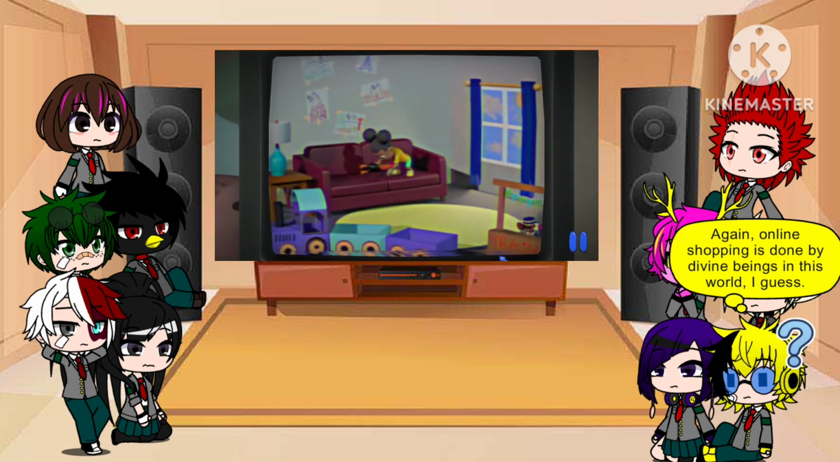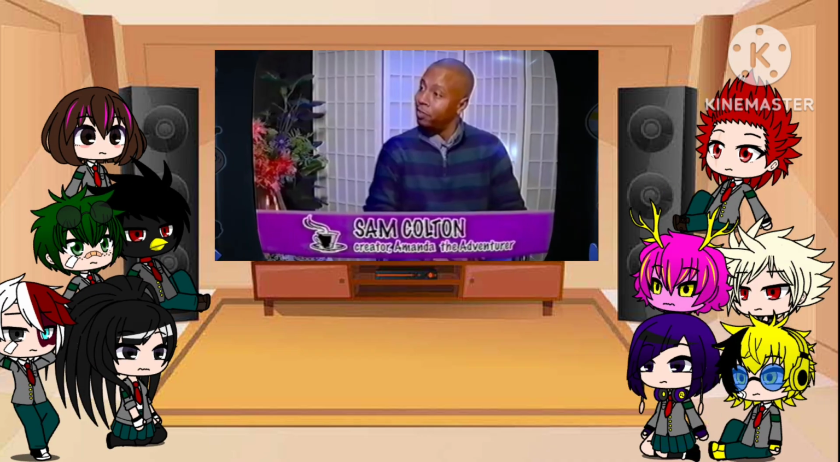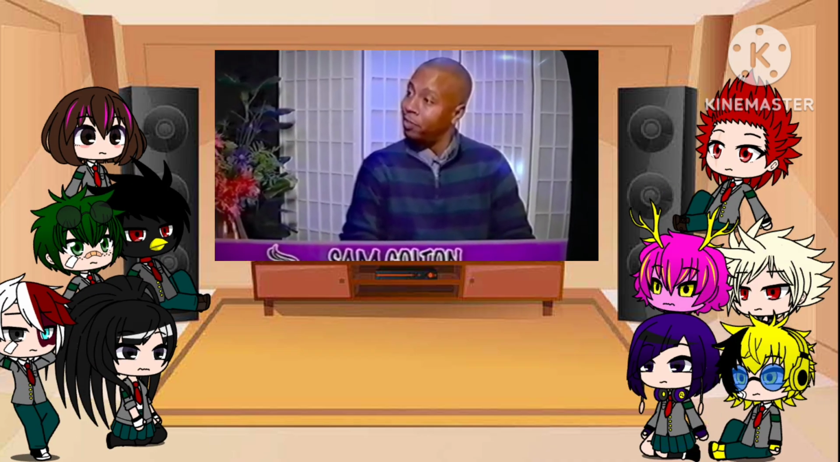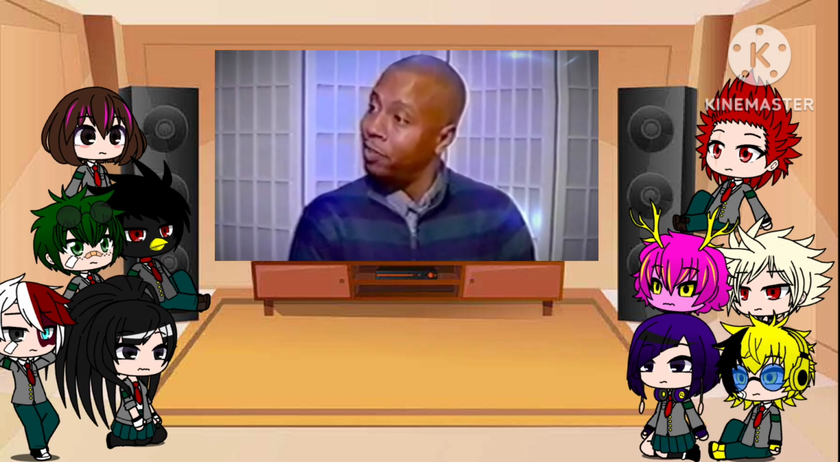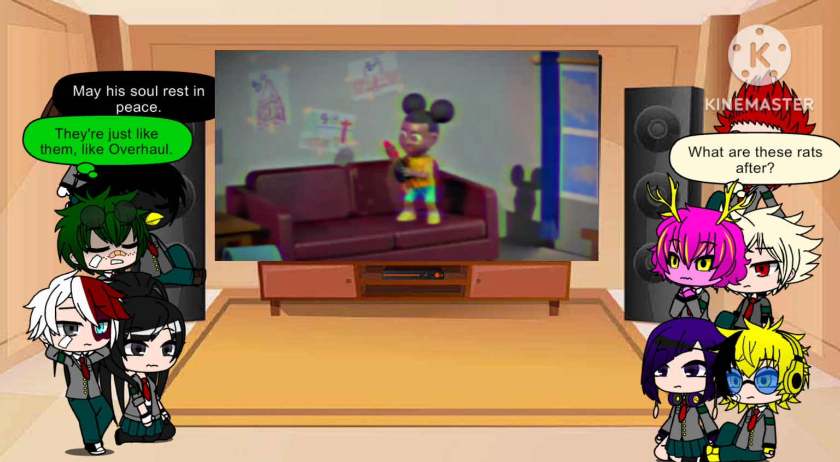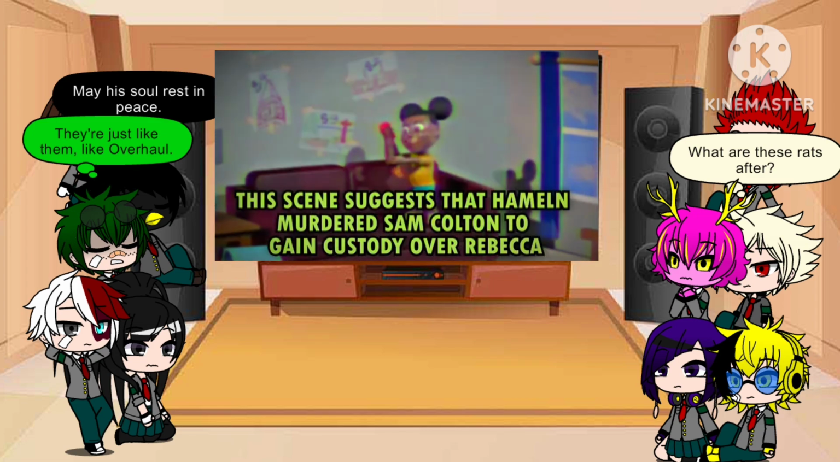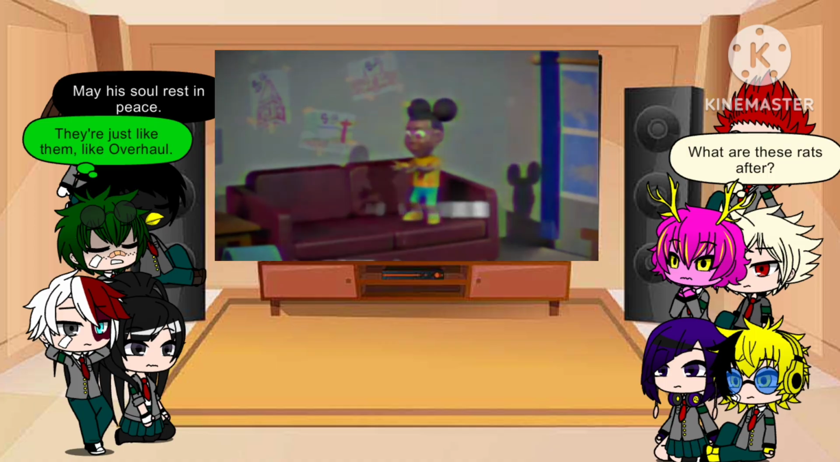For those who remember the story of the first game, the rooster was a creature that seemed to be tied to Rebecca's father Sam Colton, who mysteriously vanished after working with Hamlin. With that in mind, this scene suggests that Sam is no more and has passed on to the afterlife, potentially murdered by Hamlin so they could gain full custody and control over his daughter Rebecca Colton.